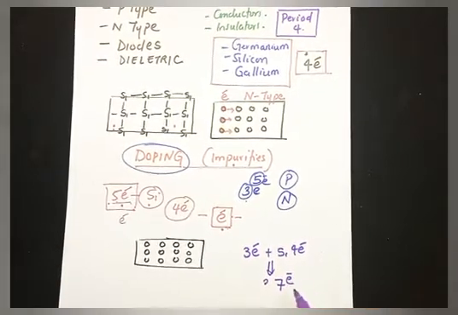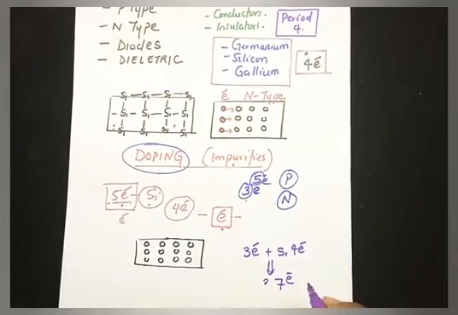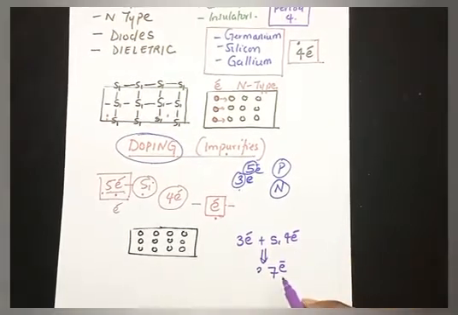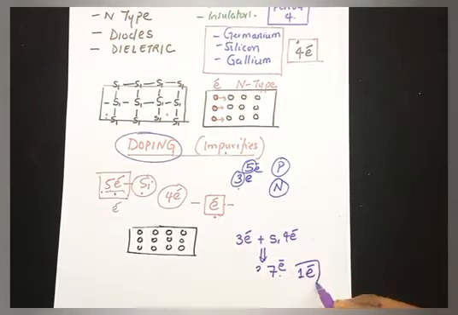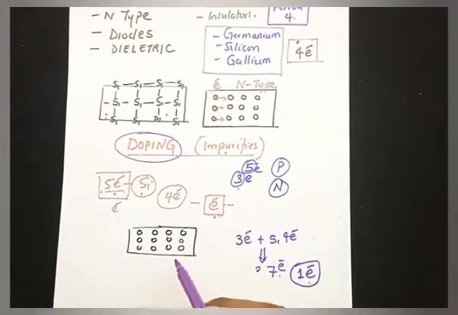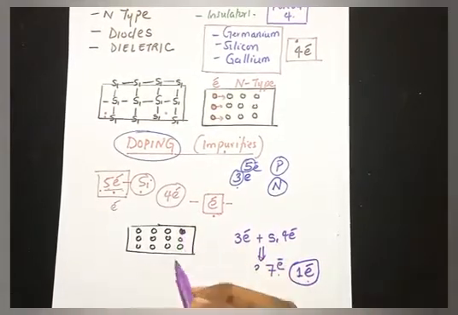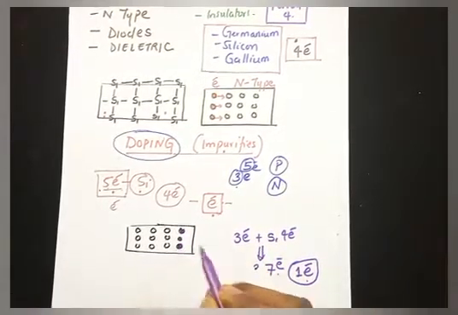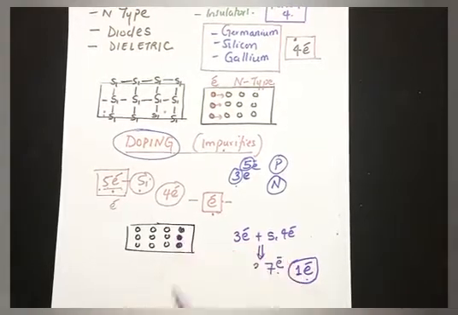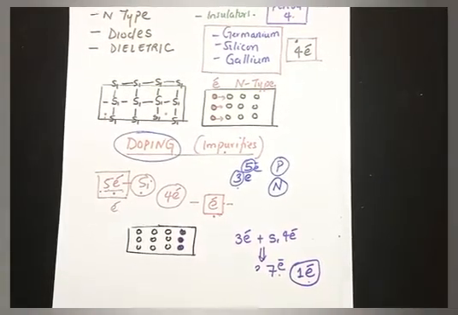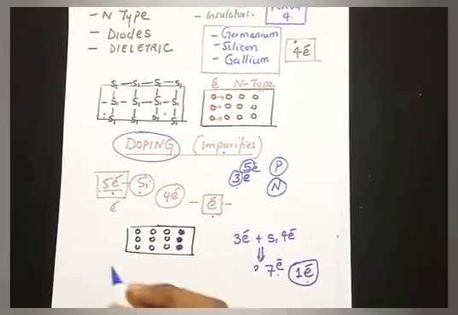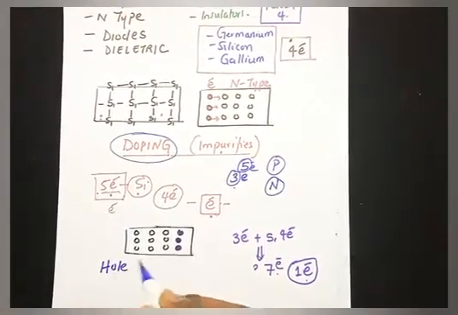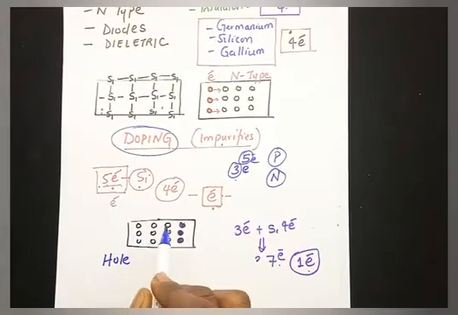Now, what we need to complete the orbital in the outermost shell is 8 electrons. Now, what we see is that there's a deficiency of 1 electron. So instead of having electrons in this outermost shell, this semiconductor will lack 1 electron in its outermost shell. And what this means is that it will have what we call holes, H-O-L-E.